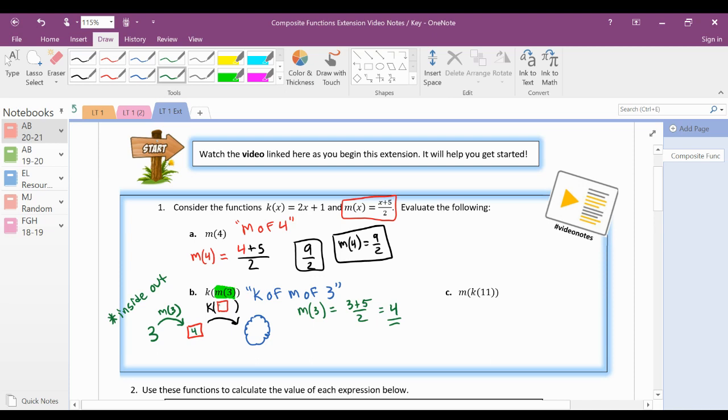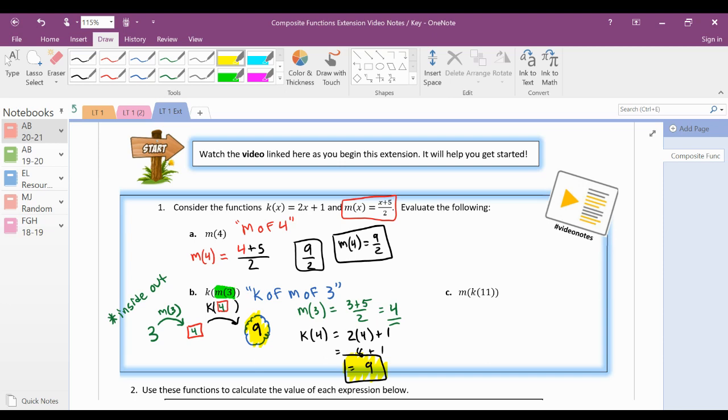Now I need to find k of 4. So the output of m of 3 becomes the input into my k function. So now 4 goes into k, and I need to calculate k of 4. k of 4 means 4 is the input into my k function, which is 2x plus 1. So that's 2 times 4 plus 1, or 8 plus 1, or 9. So 9 is my ultimate answer, the final answer of this, because 9 is what comes out when 3 goes into m, and that output goes into k.